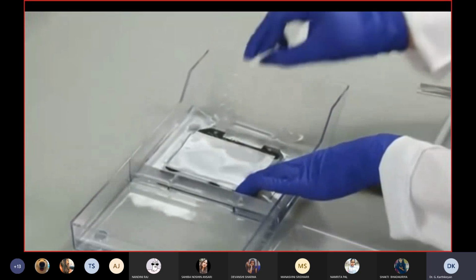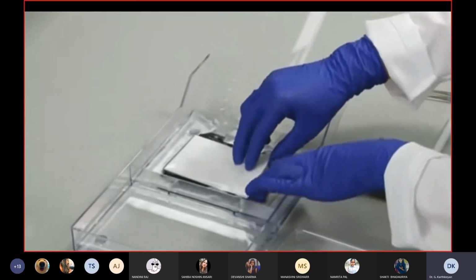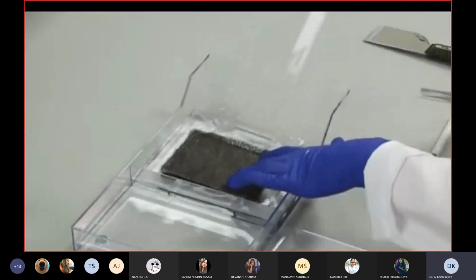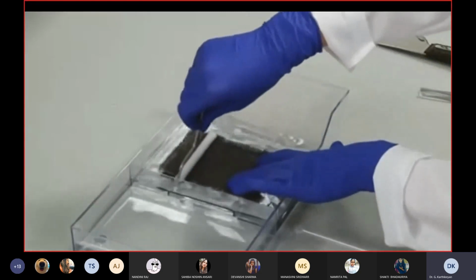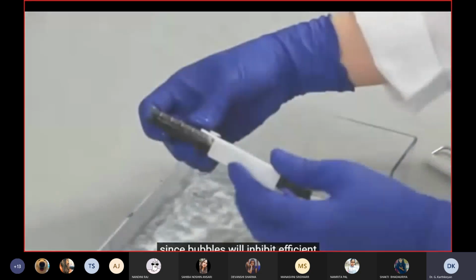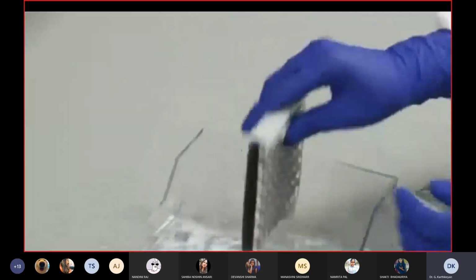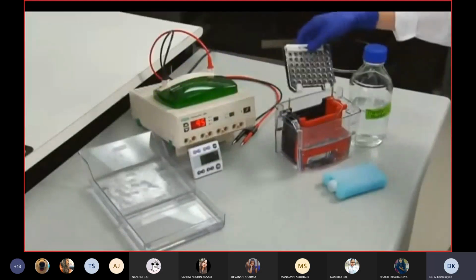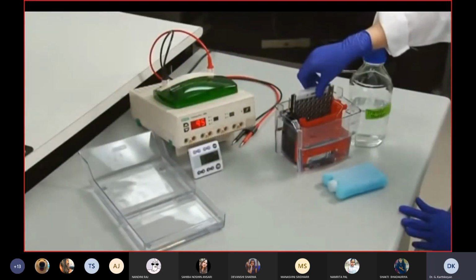Filter paper and sponge. Use a clean roller with each layer to gently roll out any bubbles that may be present, since bubbles will inhibit efficient protein transfer. Lock the cassette and place it in the transfer apparatus containing cold transfer buffer, ensuring that the cassette is properly positioned from negative to positive.